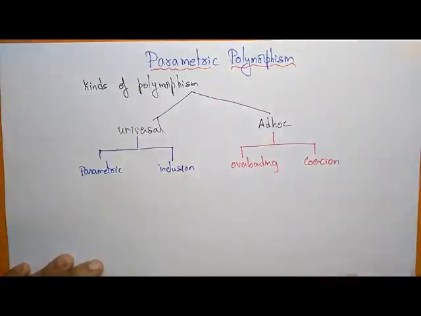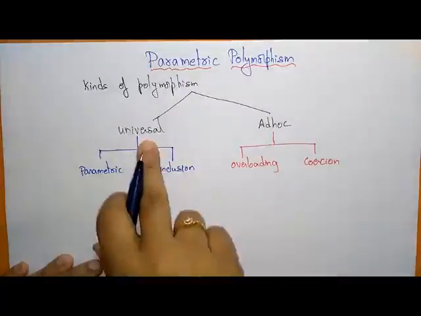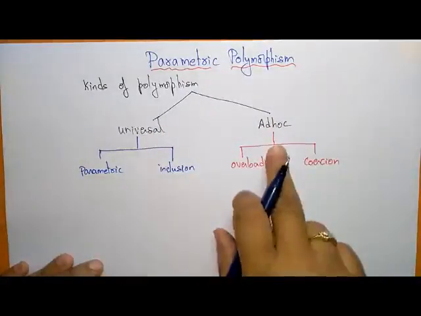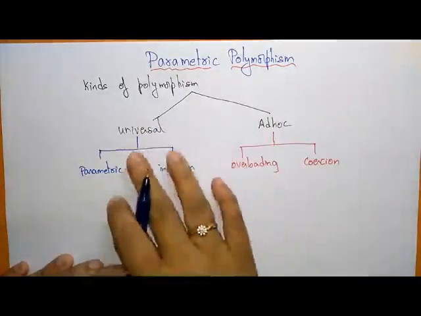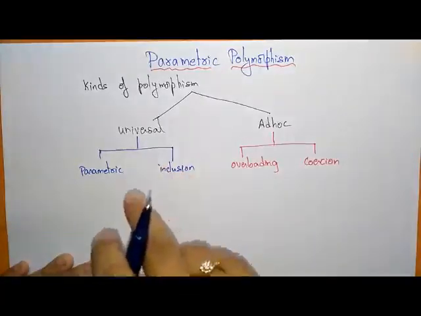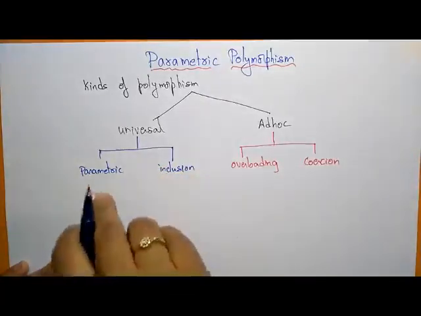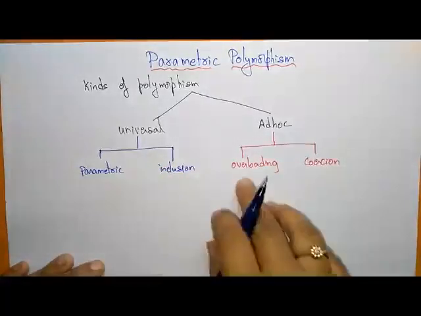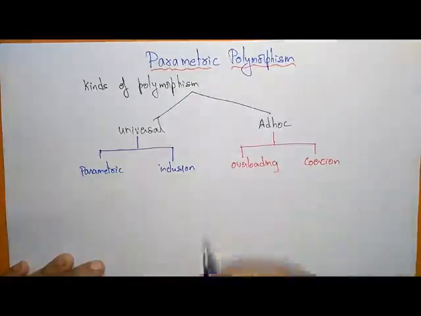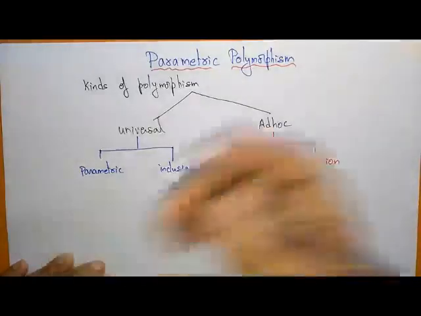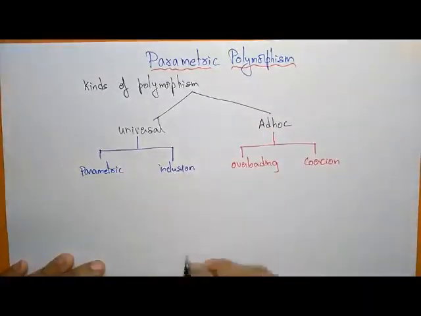So these are the different kinds of polymorphism. One is universal polymorphism and the other is ad hoc polymorphism. Universal polymorphism is of two types: parametric and inclusion. Ad hoc is overloading and coercion. So from this you can understand that parametric polymorphism is also called universal polymorphism.